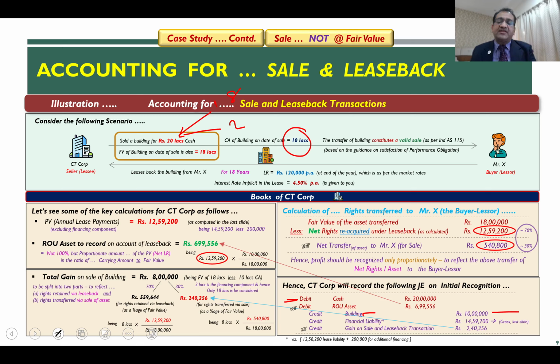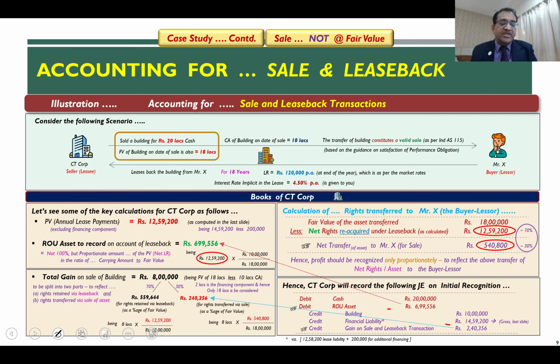What is your financing? The total liability. How much is your total liability? Basically, this 12,59,200 plus 2 lakh of financing. So I have put in here financial liability consisting of the 2 parts of 12,59,200 and 2 lakh, aggregating the gross amount of 14,59,200. Right? This is the total obligation which you have agreed, including that funding, or additional funding, of 2 lakh rupees.